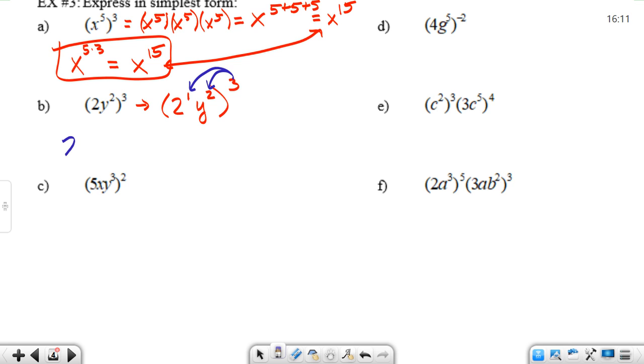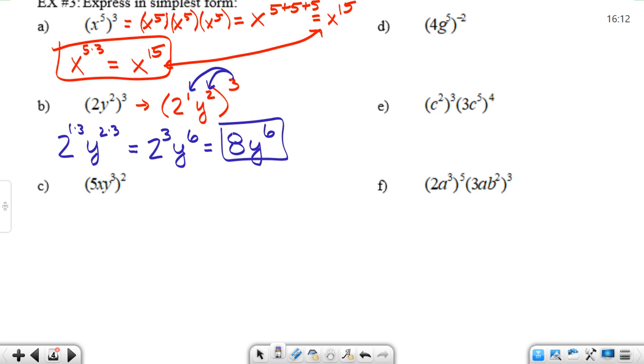So what this is going to be is 2 to the 3 times 1, y to the 2 times 3. And let me write this in the same order for you guys. So 2 to the 1 times 3, y to the 2 times 3. There we go. And guys, what that's going to give us is 2 to the third y to the 6th. And 2 to the third, guys, is 8. Oops, not y to the 8th. 8y to the 6th power.